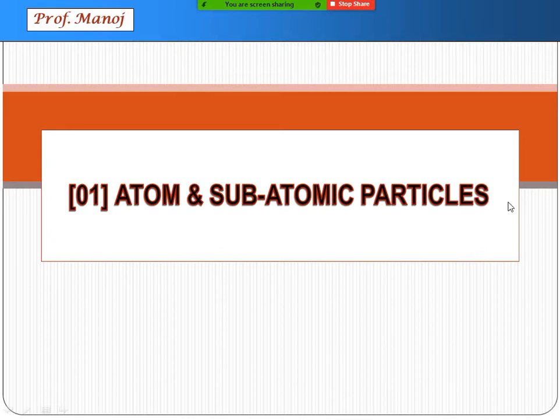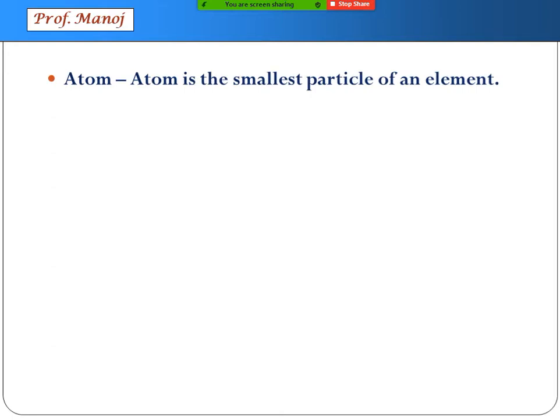There are around 7 units in this chapter. So the first very easy unit we are going to do today. It is about the knowledge of atom and the subatomic particles. We know very well from our school level what an atom is, and the most modern definition of atom is that it is the smallest particle of an element.